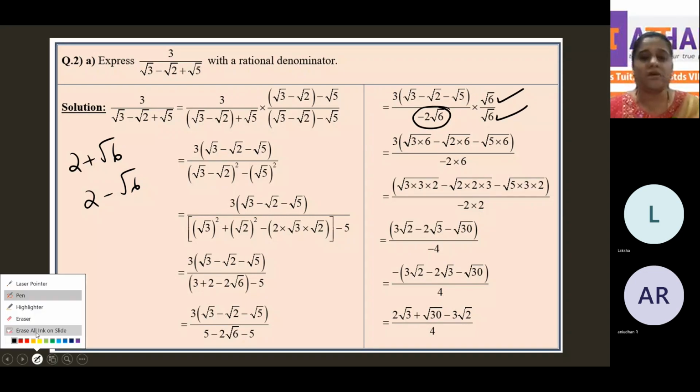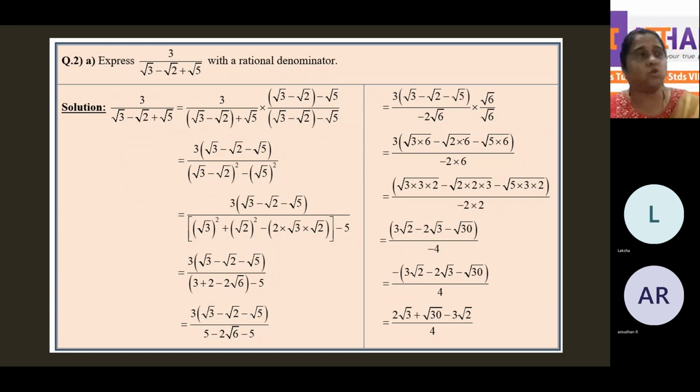Now again, do the same thing. Multiply the numerators, multiply the denominators. So when you multiply the numerators, there is a 3 here. I put the 3 here. Now root 3 into root 6, root of 3 into 6, correct? This 3 I am not multiplying with anybody. I've put the 3 as it is. I'm multiplying this and this. And so they're all under the square root: 3 into 6, 2 into 6, 5 into 6 in the numerator.